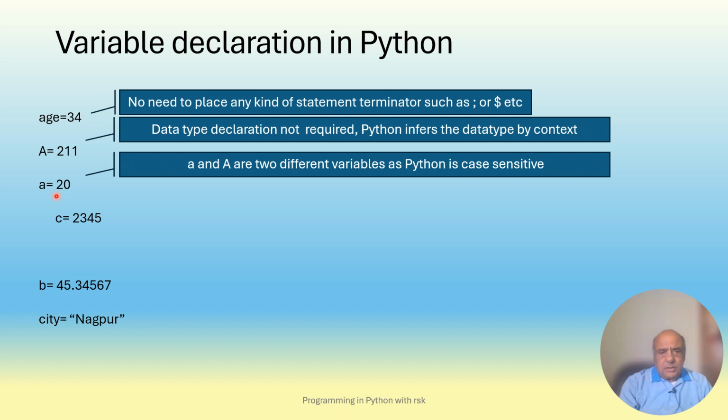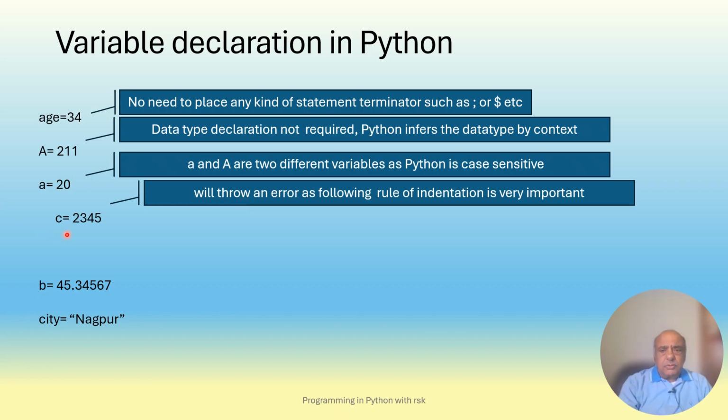Then A is equal to 20, which is a small a or lowercase a. Uppercase A and lowercase a are two different variables as Python is a case sensitive language.